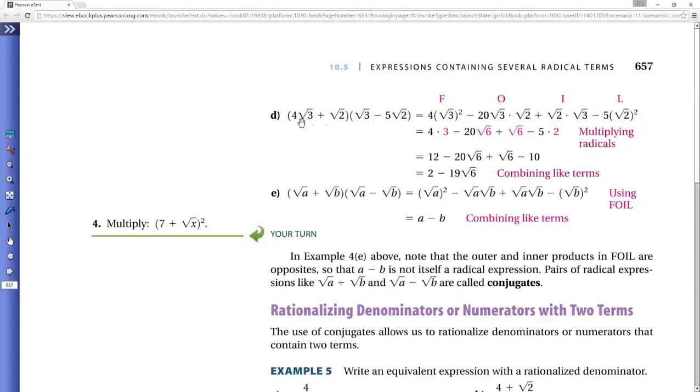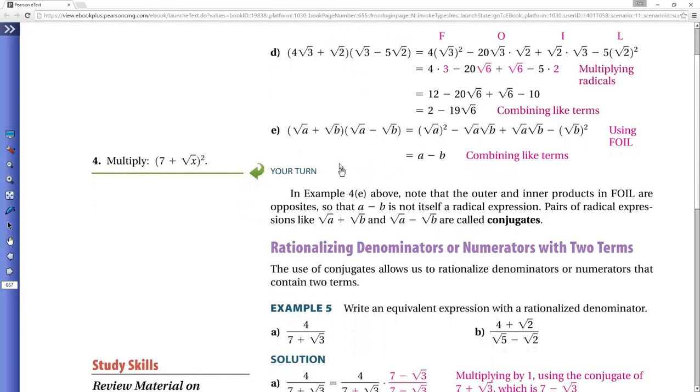The O portion is outer times outer. We get 4 square roots of 3 times a negative 5 square roots of 2, and we end up with a negative 20 square roots of 6. Inner is square root of 2 times square root of 6, we get the square root of 6, and last is last times last here, square root of 2 times a negative 5 square roots of 2, and you'll get a negative 10. Simplify what we can. Well, I can add the 12 and a negative 10 together. Negative 20 square roots of 6 plus 1 square root of 6 is a negative 19, and so on.